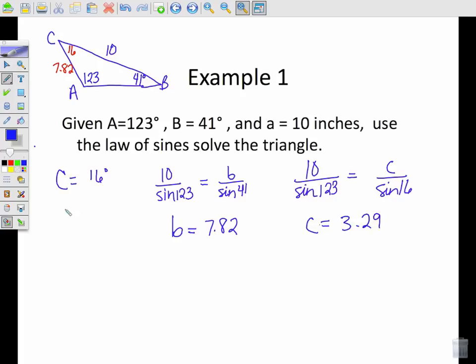So there you have it. You've got your three results, and those are all the measures for that triangle using the law of sines.